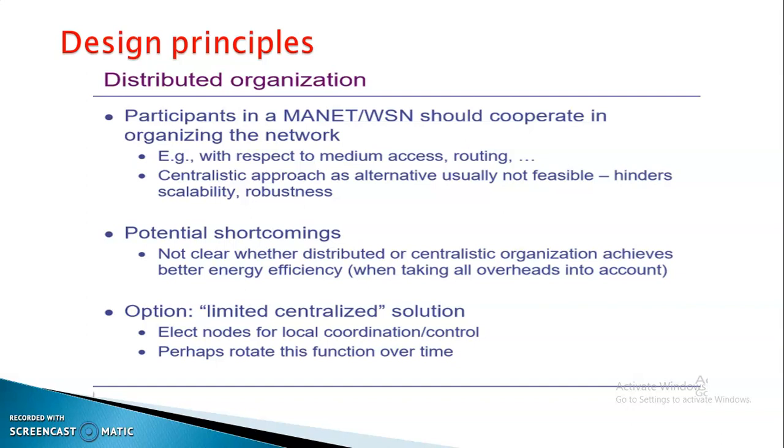There are normally limited centralized solutions. They elect nodes for local coordination or control, perhaps rotating these functions over time. So here they use the concept of election in the hierarchy. The election process will be repeated continuously, otherwise the resources of the elected nodes will be overtaxed, or the elected nodes run out of energy. Robustness will be the disadvantage. So generally in WSN, they go into a distributed organization.